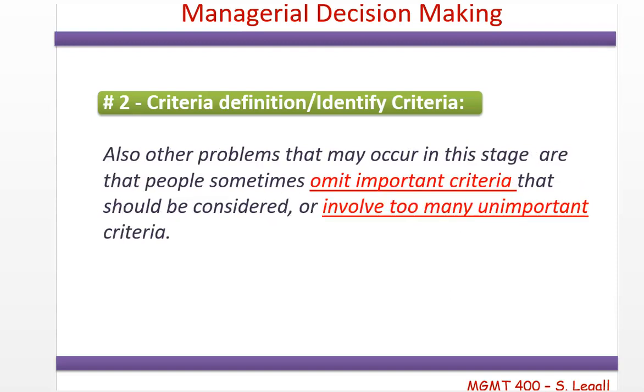Also, other problems that may occur in this stage are that people sometimes omit important criteria that should be considered, or sometimes they involve too many unimportant criteria. So sometimes when you're making a decision, there are some factors that we consider that are not important. Well, again, who determines what's important? Many times we determine that ourselves, or if we work within constraints within an organization, the organization could determine what's important. So sometimes we leave out important things. Sometimes we don't think through the decision clearly enough, so we leave out some important things. Or sometimes we just involve too many things that are not as important in the decision.